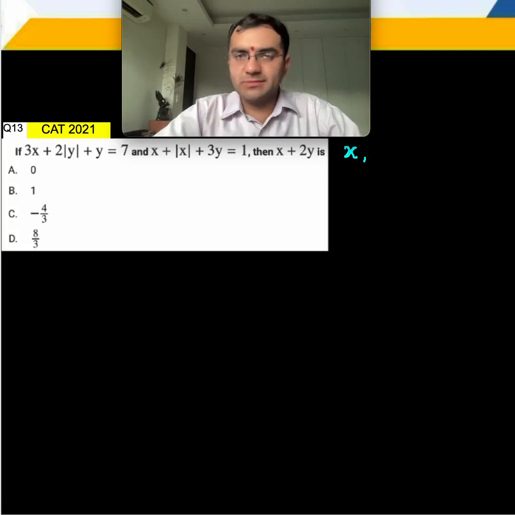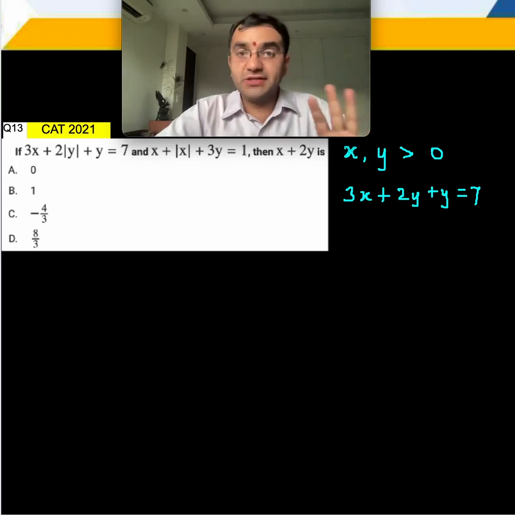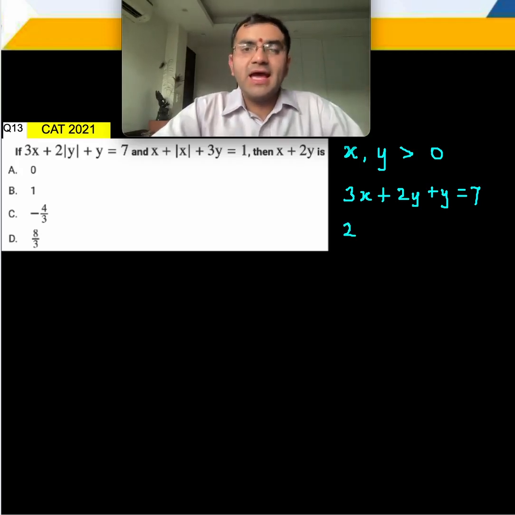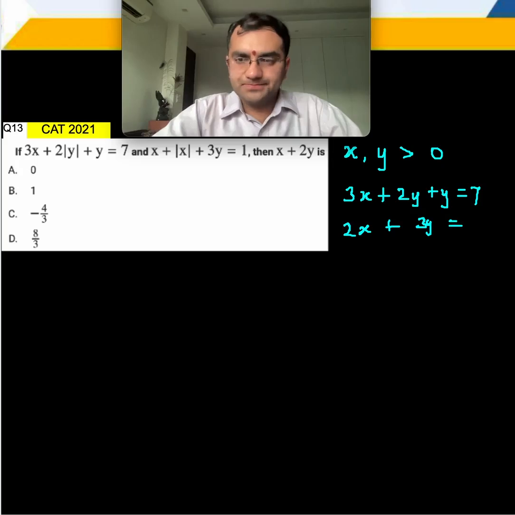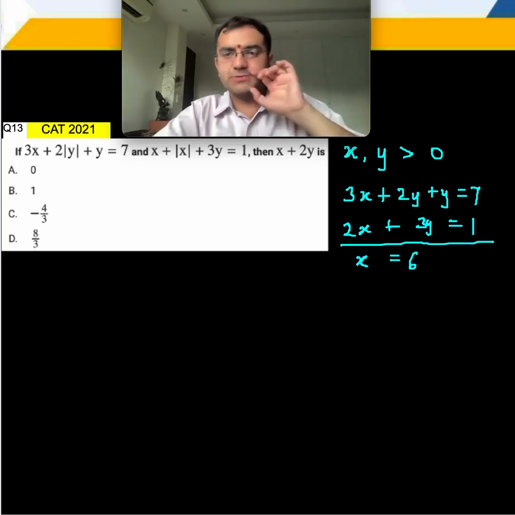So let's start with some case. मान लो x and y both are positive. First equation 3x के साथ plus 2 mod y becomes y plus y is equal to 7. This is the basic definition for modulus. And then second equation में mod x will become x. So x plus x 2x हो जाएगा plus 3y is equal to 1. And then you solve this equation. Subtract 3y cancel. 3x minus 2x is x. 7 minus 1 is 6. X is 6, x is positive.